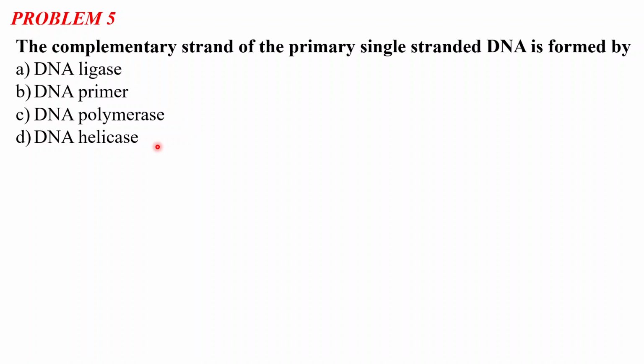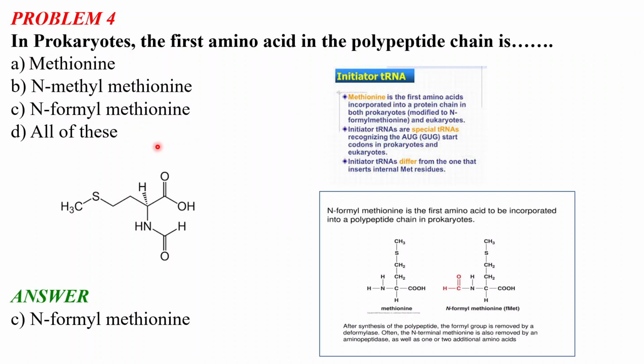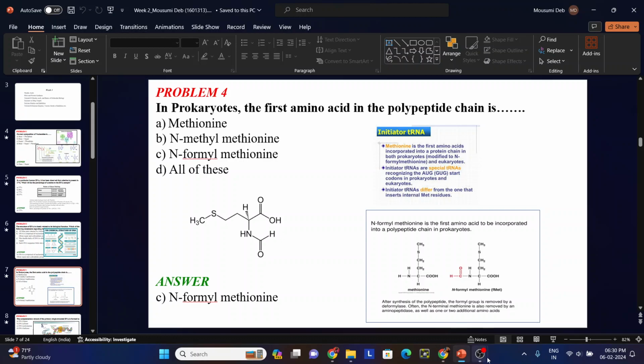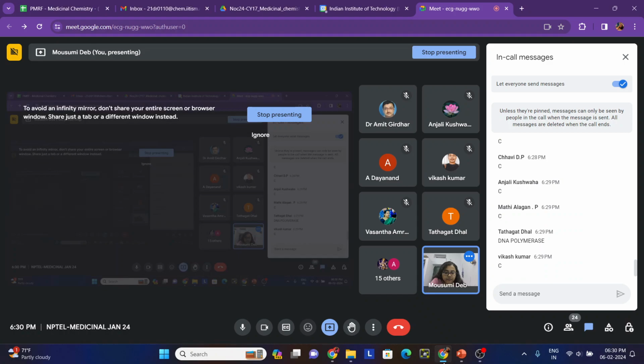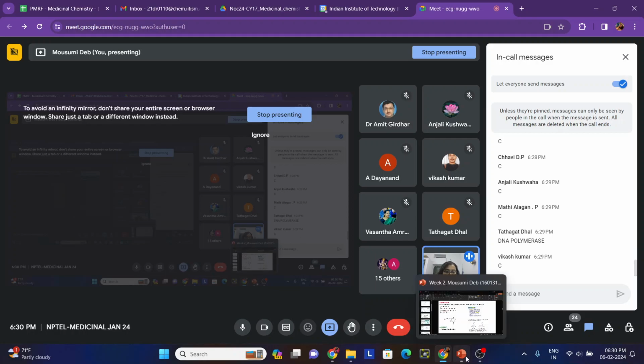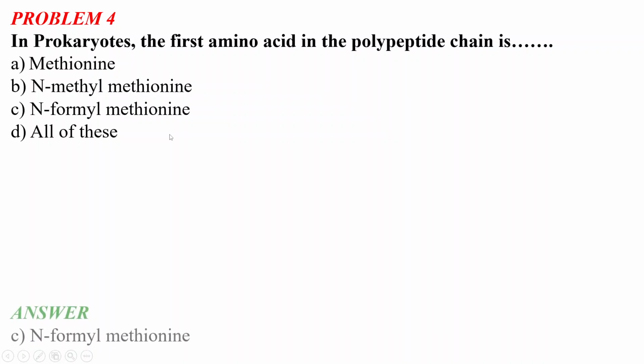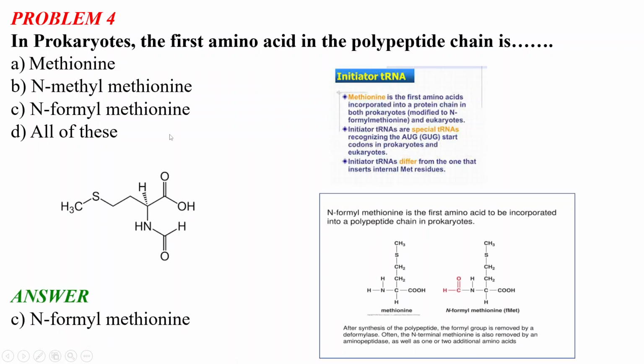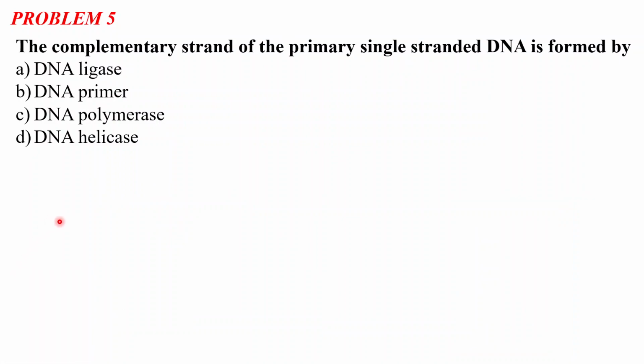The complementary strand of the primary single stranded DNA is formed by DNA ligase, DNA primer, DNA polymerase, DNA helicase. Let me check if there is any answer and then we can discuss it. Okay, I have answers like number C, DNA polymerase. Let us check and discuss. The complementary strand of the primary single stranded DNA is formed by, yes, DNA polymerase.